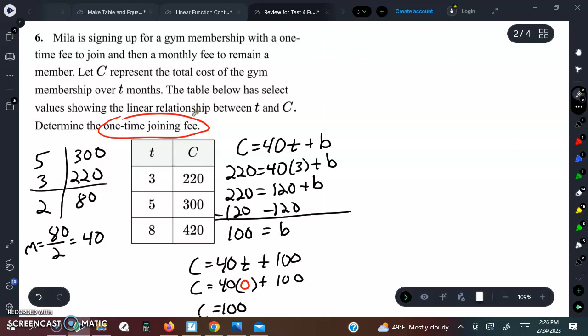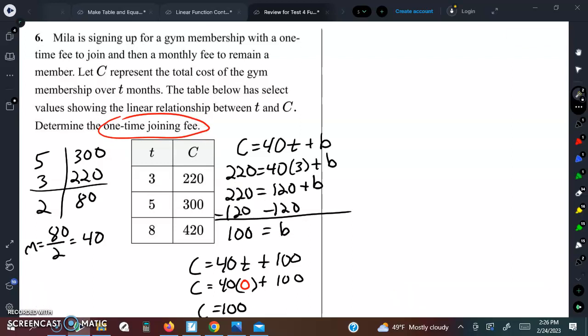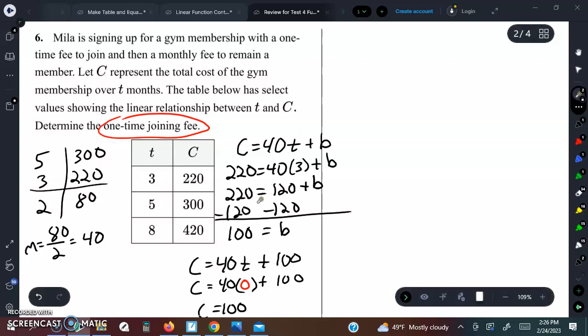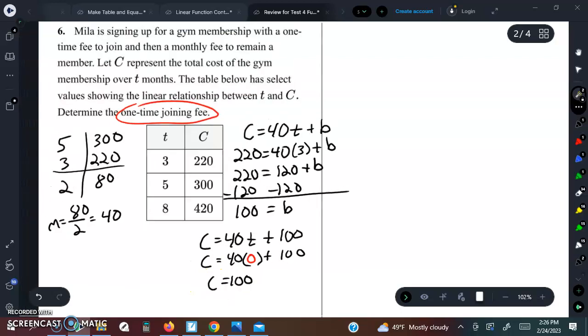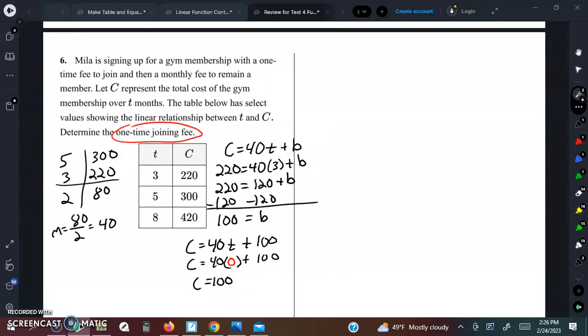But if you look into the context of the problem, it's saying if it is 0, as far as the initial joining time for x, like no time has started, you plug in 0 for t. 0 times 40 gives you 0. 0 plus 100 is 100, so it's the same thing here. 100 is your answer if you're asking for the y-intercept.